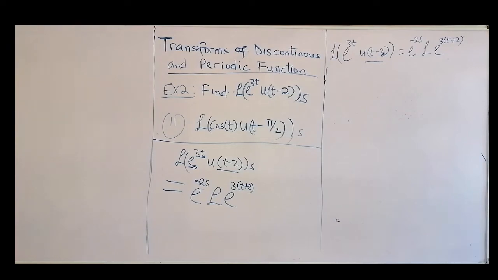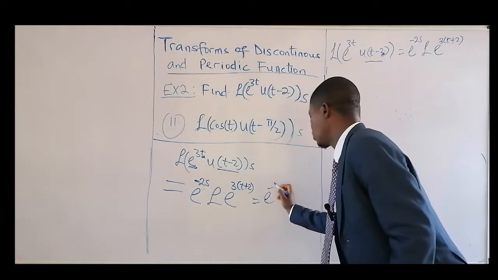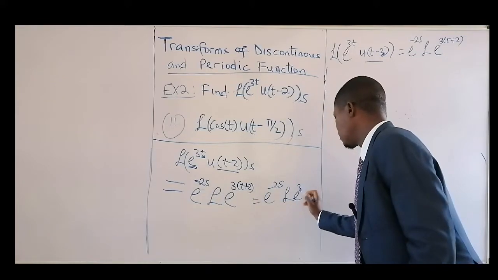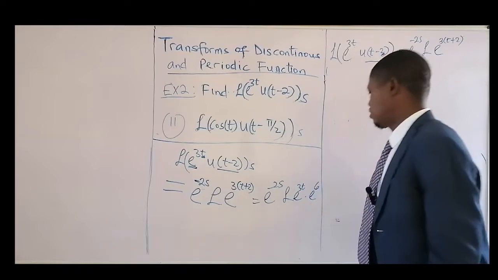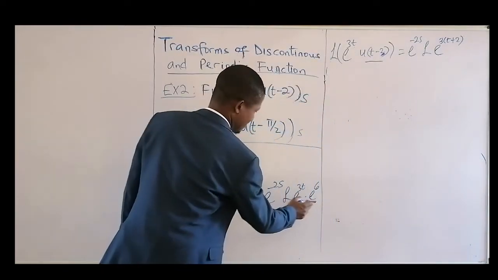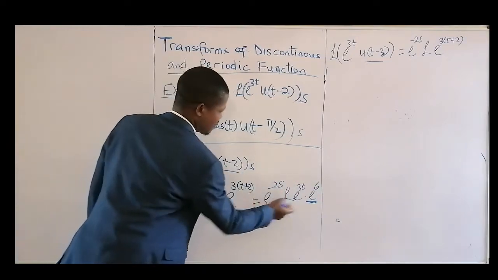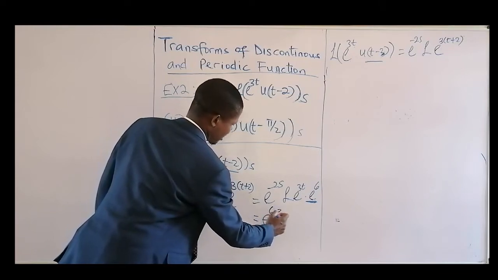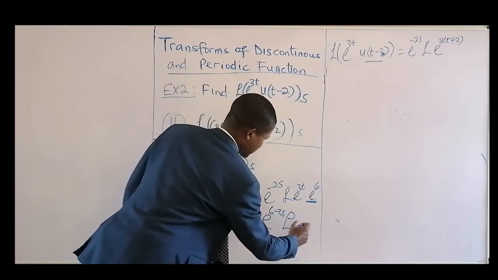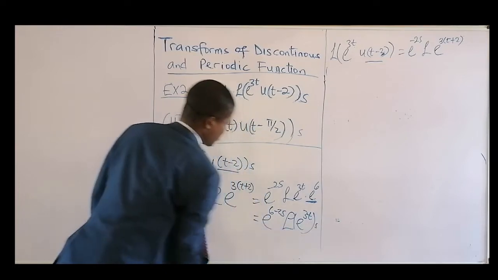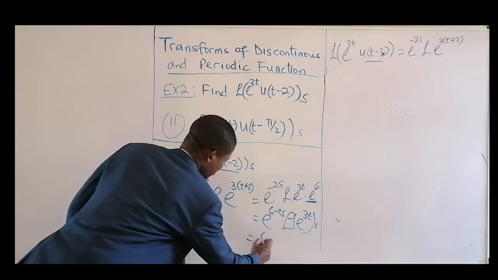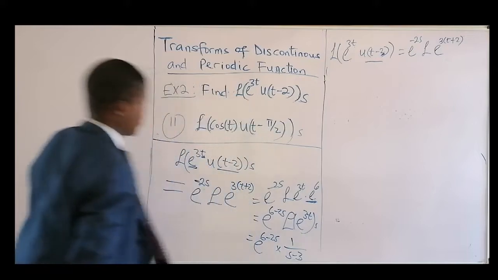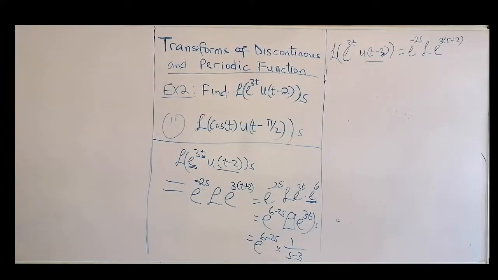This will now give you e to the minus 2s, and then the Laplace of, you can open this one, e^(3t) times e^6. This one has no t, it is a constant, so you can bring it outside and combine it with this one together. That will be equal to e^6 e^(minus 2s) times the Laplace of e^(3t), which is 1 over s minus 3. So that's that on that question.